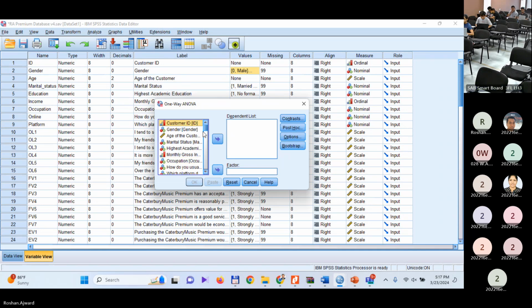Then you will have the dependent list, which is the test variable. What's that? Purchase intention. You can put purchase intention over here. And the factor is what? Marital status. Marital status has the categories: married and the other statuses.